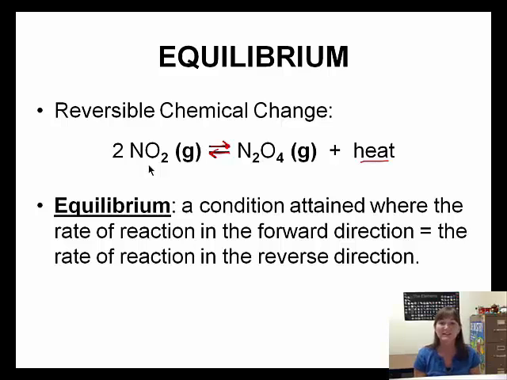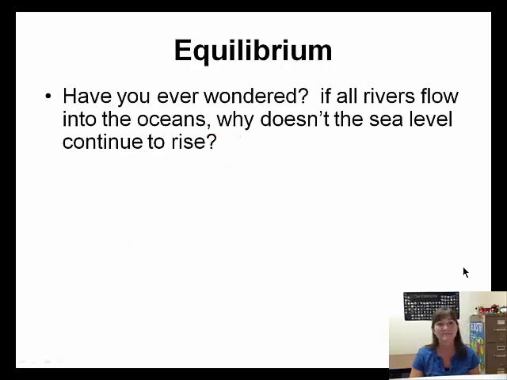So the definition of equilibrium, it is a condition attained where the rate of the reaction in the forward direction equals the rate of the reaction in the reverse direction. So have you ever wondered if all of the rivers are flowing into the ocean?